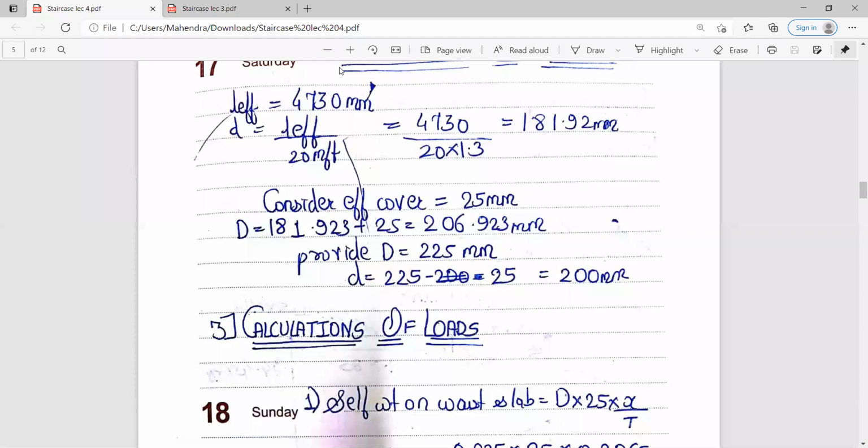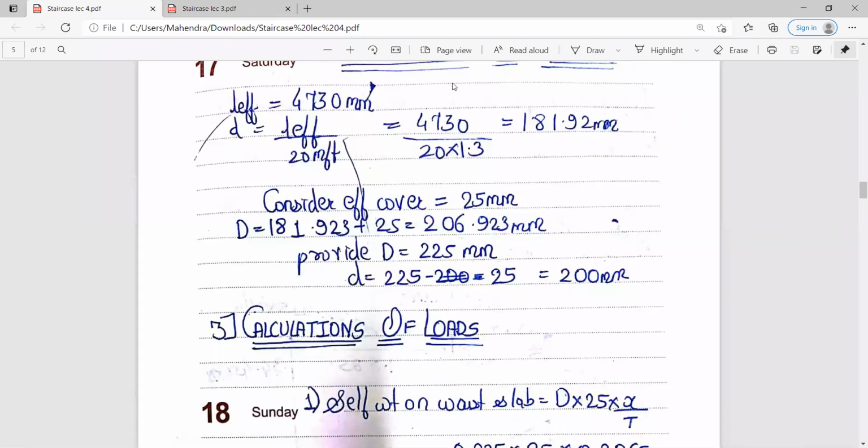So for a simply supported slab, the formula to calculate D is L effective upon 20 into MF, that is modification factor. So L effective is 4730 upon 20 into modification factor. The modification factor, as I've told you before also, you have to take between 1.2 and 1.6. In some books they have taken 1.3 and in some books 1.4 or 1.5. So for the safer side we are going to take it as 1.3. After doing the calculations, you get the value of D as 181.92 mm.